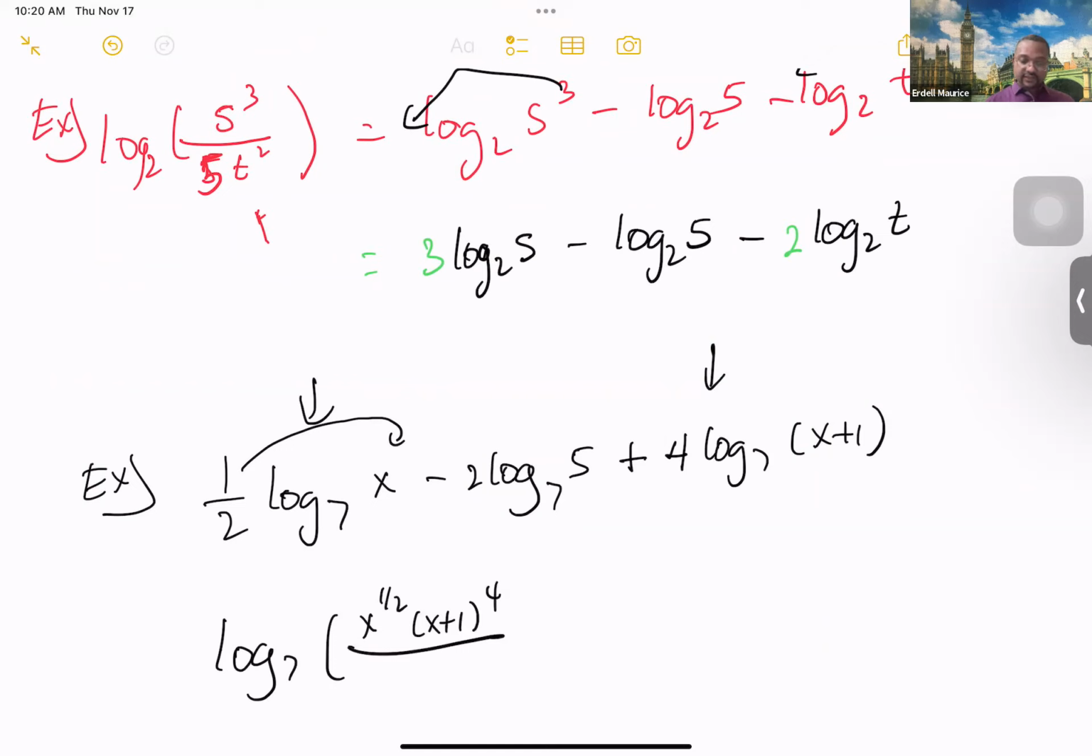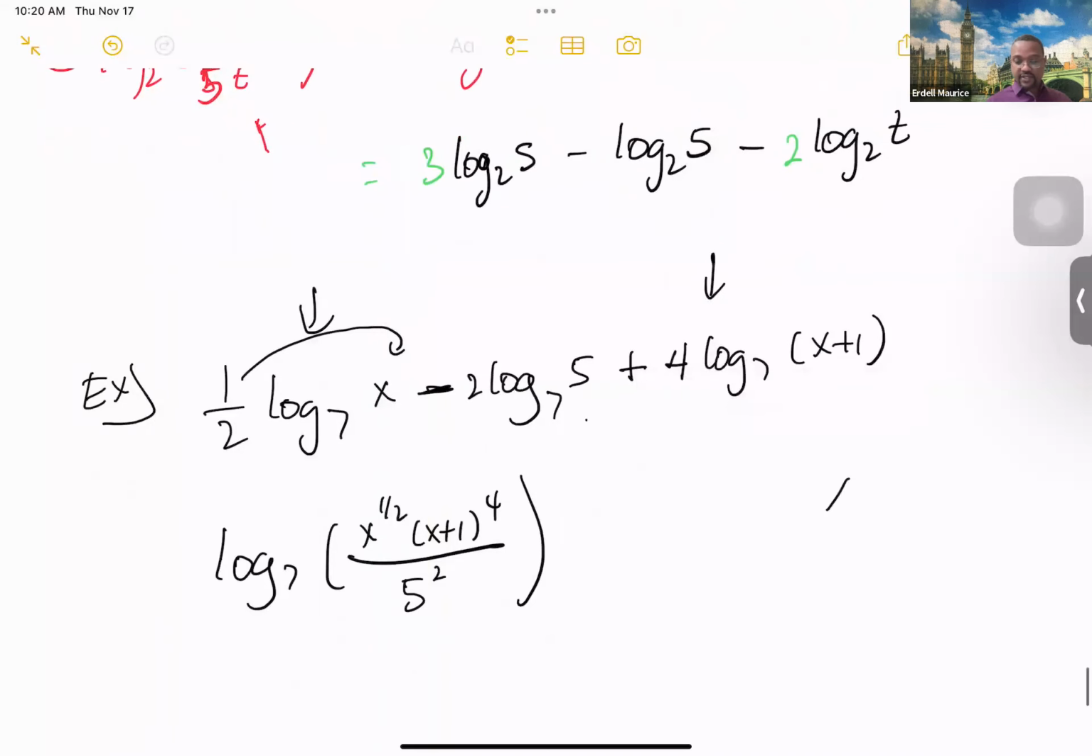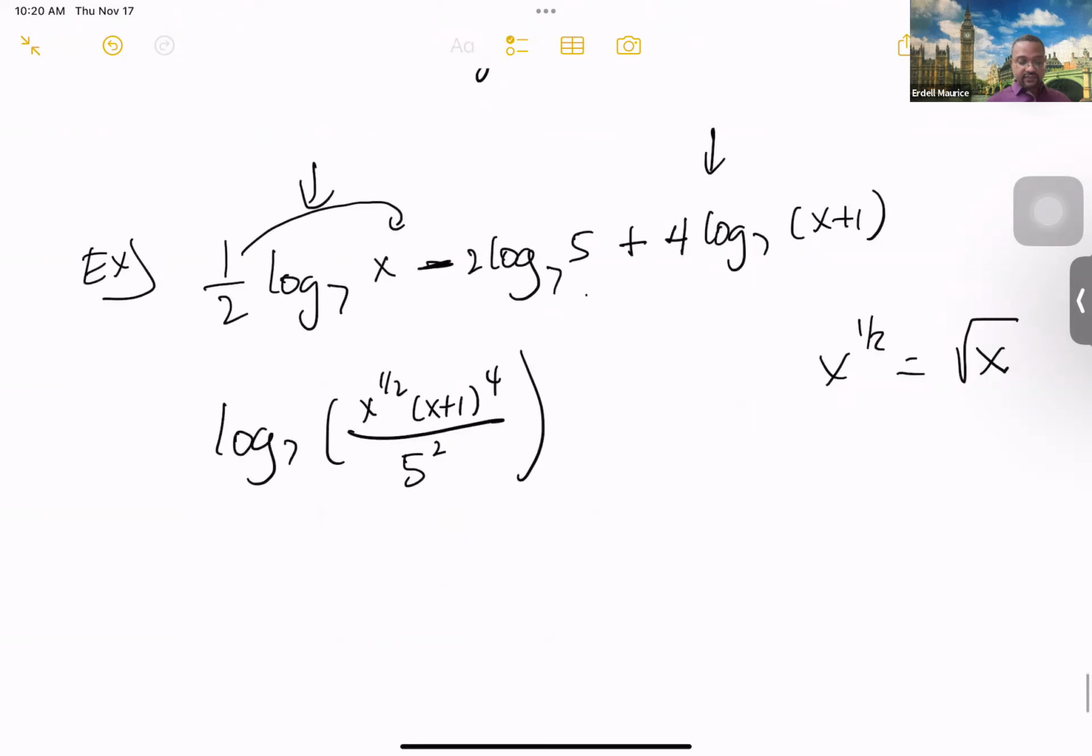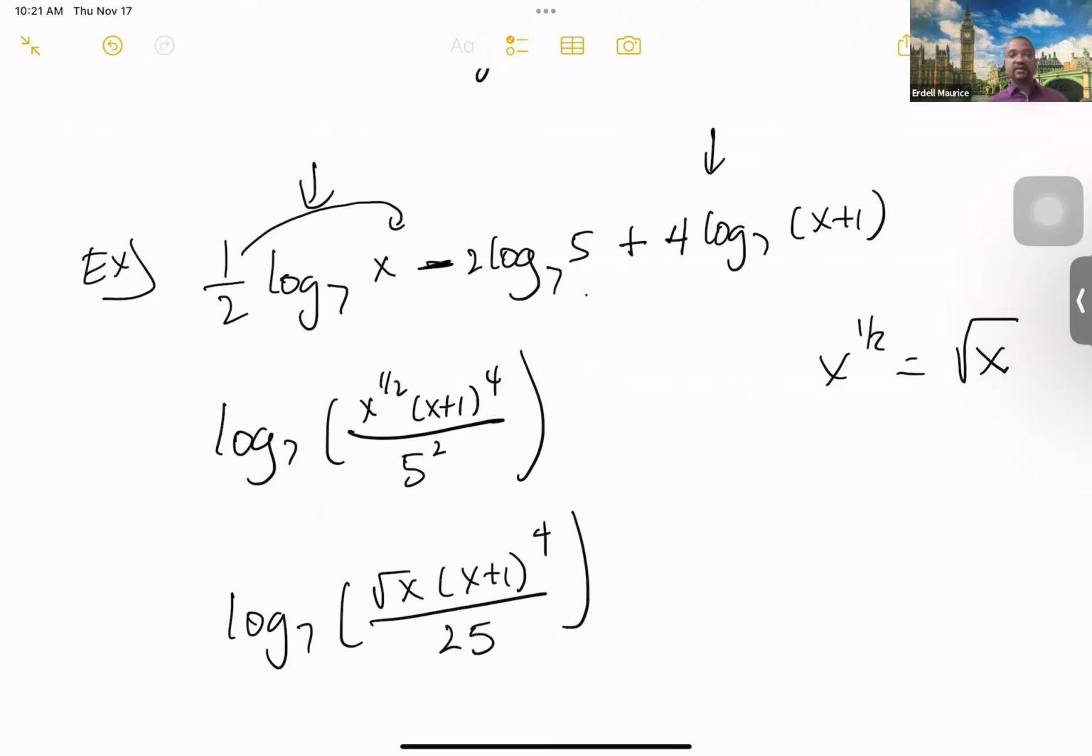And then I have this one that's negative. That goes to the denominator. And so it's going to be 5 squared. And then the only thing I'll remind you is that the 1/2 power simply means a square root. And so then this is going to be log base 7 of the square root of x times x plus 1 to the 4th, divided by 25. And I have now contracted and compressed the log together. Questions there?